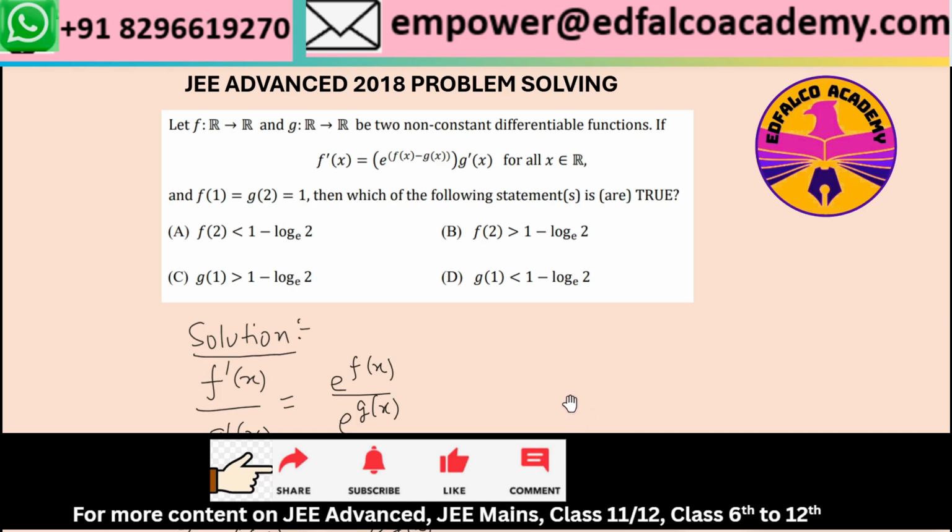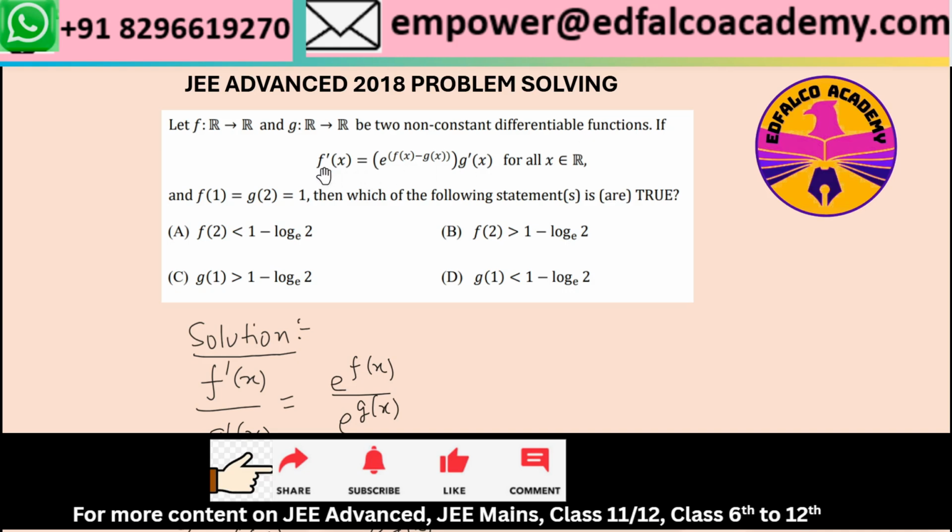हेलो स्टूडेंट्स, आज मैं आपके लिए लाया हूँ जेई एडवांस 2018 का प्रॉब्लम ऑन फंक्शंस। आइए देखते हैं इस प्रॉब्लम को। Let f be a function from real to real and g from real to real, with two non-constant differentiable functions. तो एक तो नॉन कांस्टेंट है और वो डिफरेंशिएबल है, which means function f(x) and g(x) are definitely going to be differentiable as well as continuous.